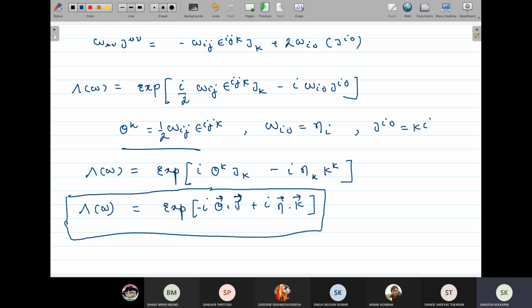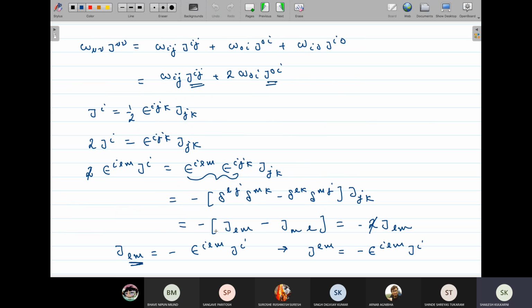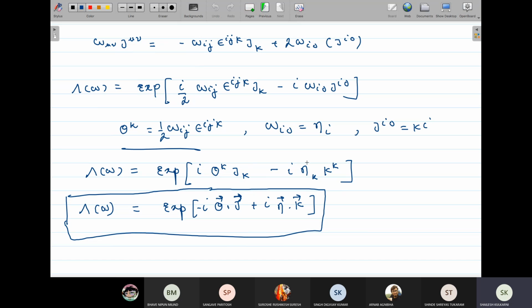This j is not your usual rotation. It is connected to rotation, but it's not in that form right now. I have skipped a few steps, so you try to fill them in. If not, you ask me a question, and I will give you the steps. I skipped a few steps in this derivation.